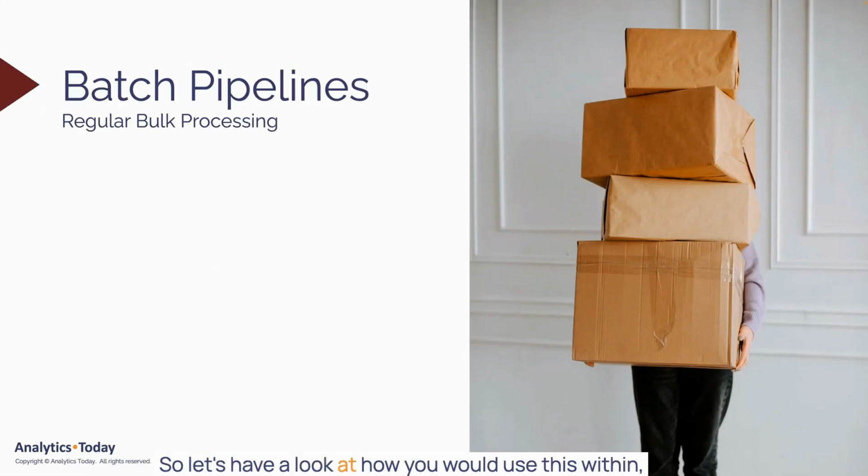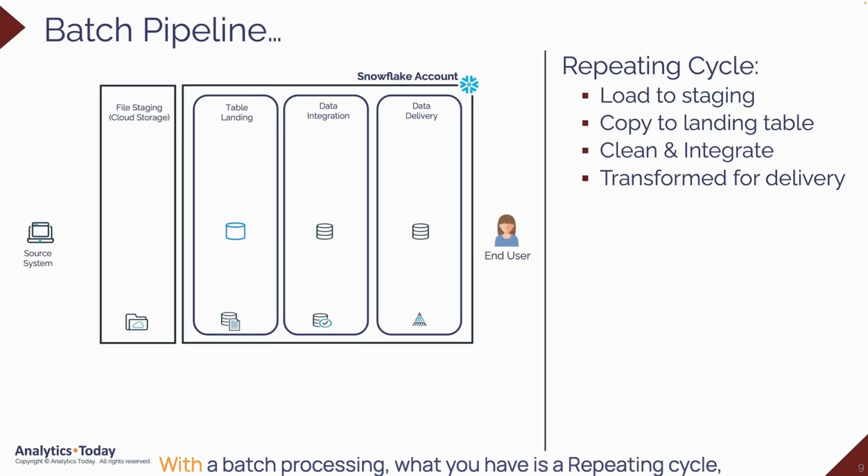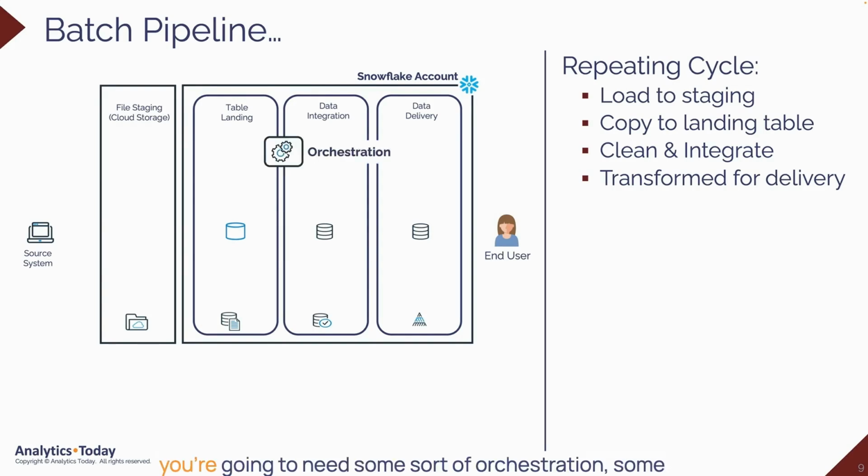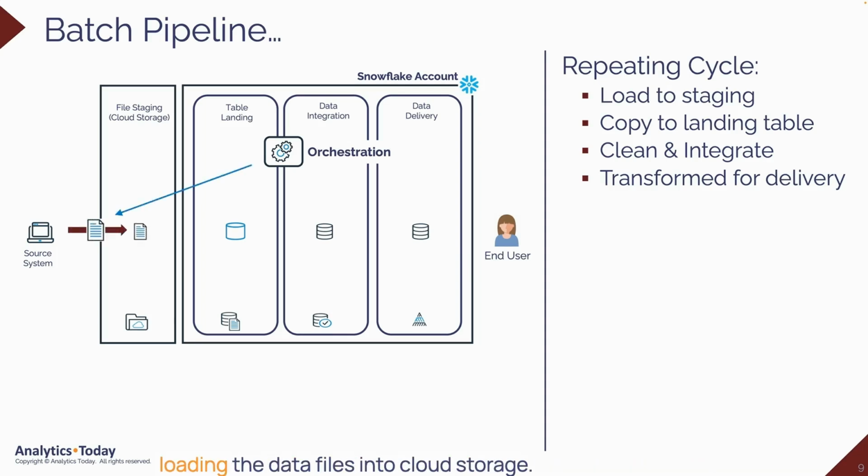So let's have a look at how you would use this within, say, batch processing for regular bulk processing, typical sort of thing you find on a data warehouse. With batch processing, what you have is a repeating cycle. You're going to need some sort of orchestration, some sort of tool that configures when things run, checking that stuff is completed successfully, and then the next step can run. And the first step in there is going to be loading the data files into cloud storage.